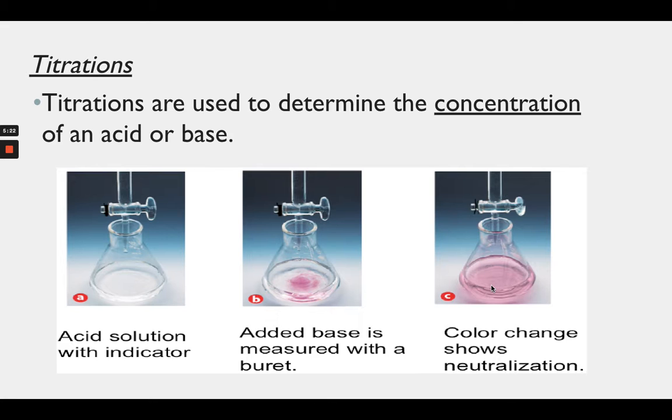Now, the indicator used in this particular titration was something called phenolphthalein. In an acid solution, phenolphthalein is colorless, but in a basic solution, it's a very light purple-pink color called magenta. So you can see that right at the neutralization point, we've got this pale color indicating we've just reached neutralization. So we can use this to determine the concentration of the unknown.